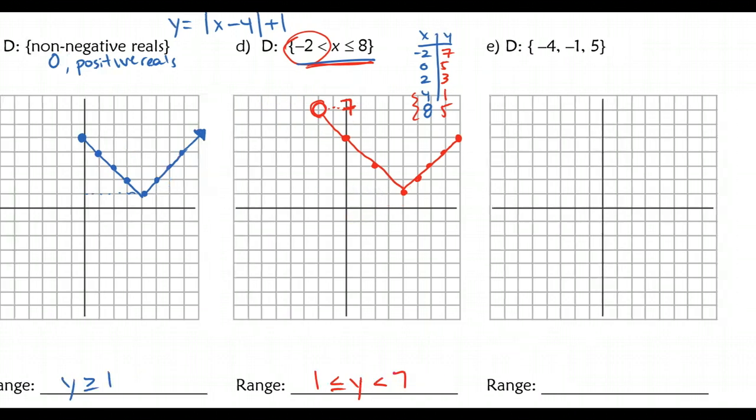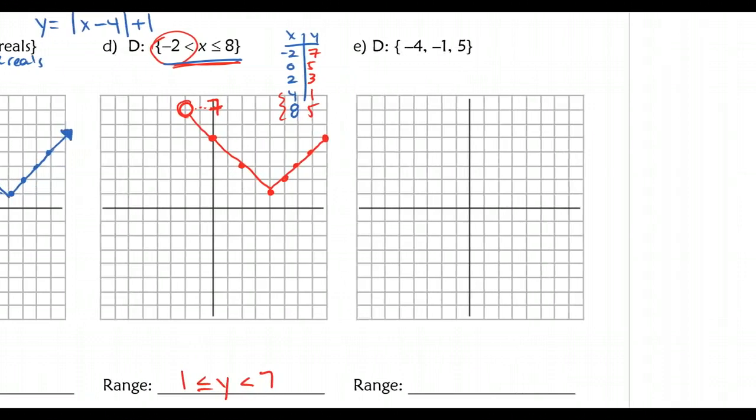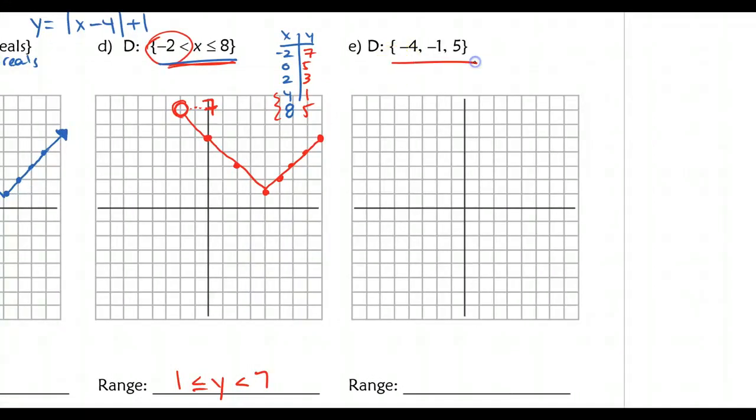Okay, the last one is the easiest one here because you're only given 3 points within this domain. Okay, there's 3 distinct points, which means when you graph this, you can only use -4, -1, and 5 in your table. Okay, so we plug that back into our function. We would get 9, 6, and 2. So I'm going to plot the points -4, 9, -1, 6, and 5, 2.